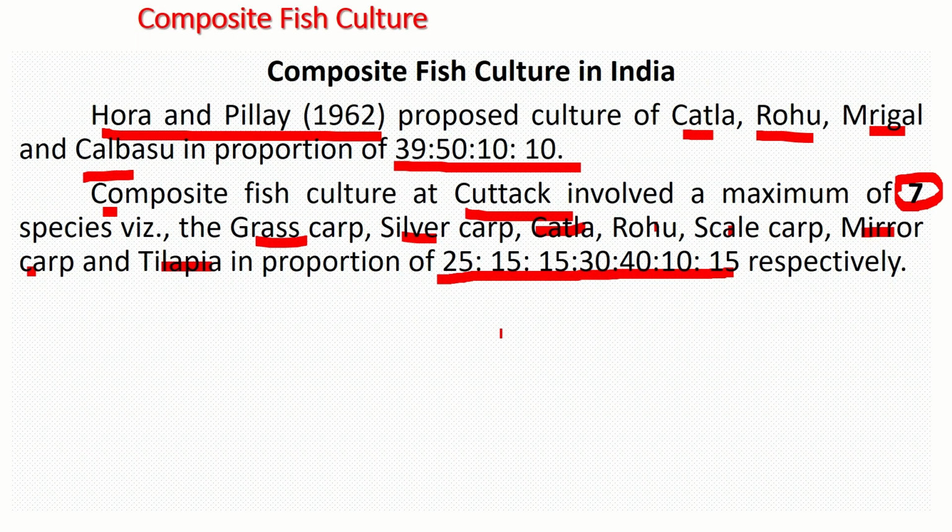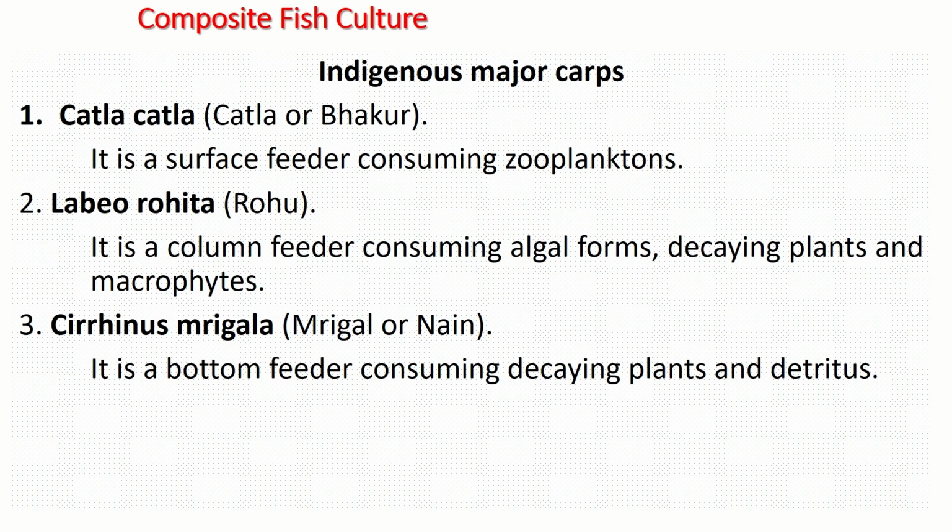Many more experiments conducted at the Central Inland Fisheries Research Institute, that is CIFRI, and by ICAR, Indian Council of Agricultural Research, have indicated possibilities of high yield and income. Various combination experimentation chiefly include and selected for the composite fish culture. So here are the Indian major carps which are basically grown for the purpose of composite fish culture.